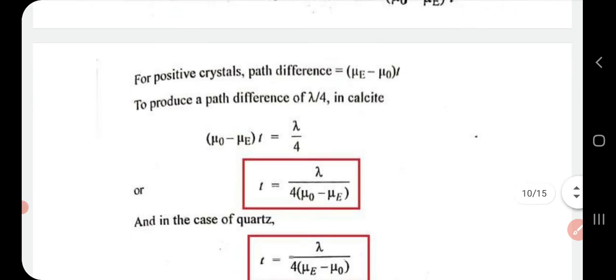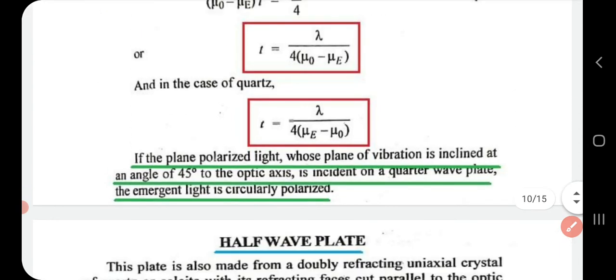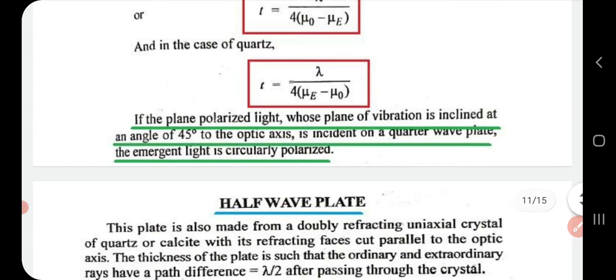From that, what will be T, the thickness? On rearranging the equation, it will be lambda by 4 (mu0 minus mu e). Now in the case of a positive crystal like quartz, what will be T? It will be lambda by 4 (mu e minus mu0). Now a similar explanation applies for the half wave plate also.